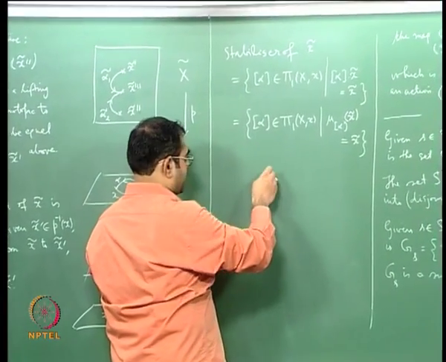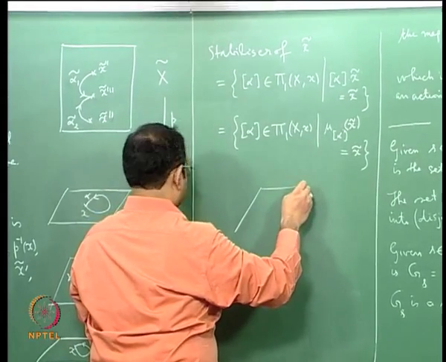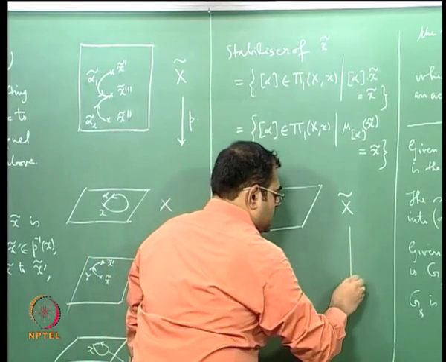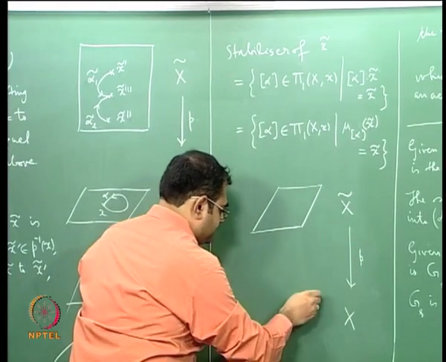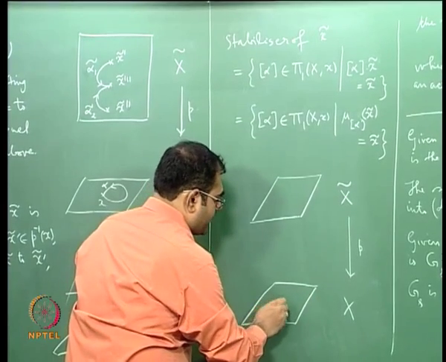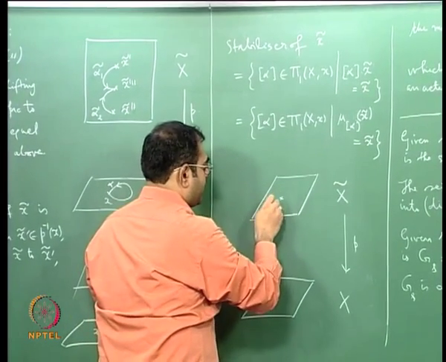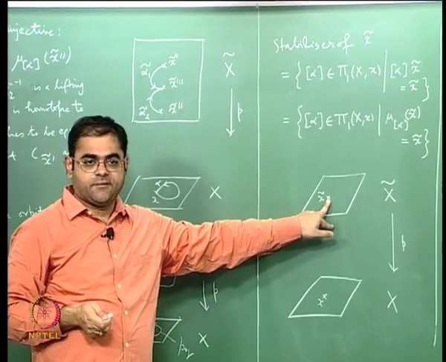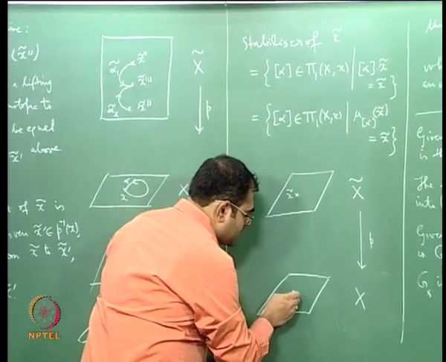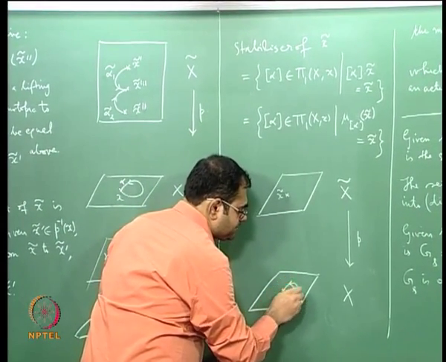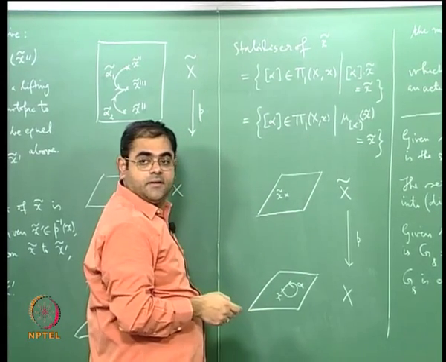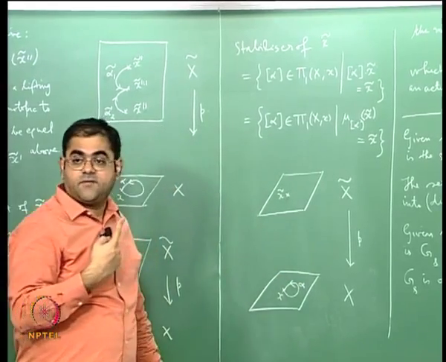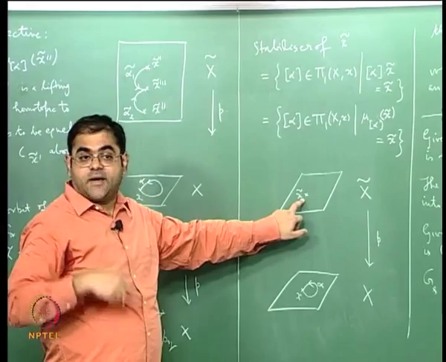So again let me draw another diagram. Here is p, here is X, and so I have point small x here, I have point x tilde above it, and I am trying to calculate the stabilizer of this point x tilde. So what is in the stabilizer? Suppose an element alpha is in the stabilizer, it means that when I take the unique lift of this alpha, namely alpha tilde, starting at x tilde, it will also end at x tilde, okay.